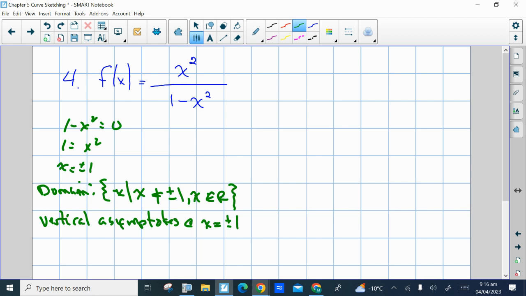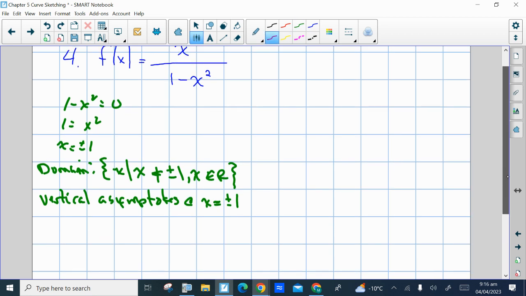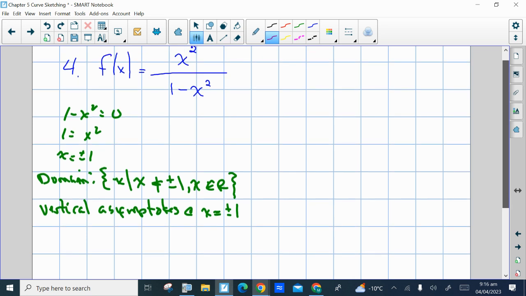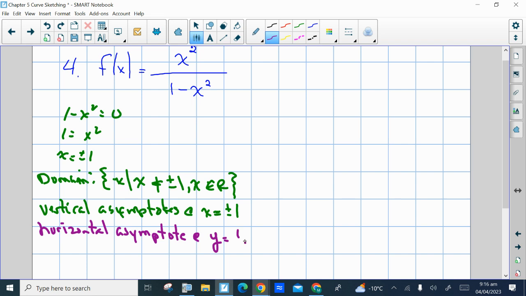And because in this case the degree of the top and bottom are the same, they're both x squareds, our horizontal asymptote can be found by dividing the coefficients of those x squared terms. Our horizontal asymptote will be where y equals 1 over negative 1, or y equals negative 1. Remember, when the degree of the top and bottom are the same, we just simply divide the coefficients of those terms to get the horizontal asymptote.